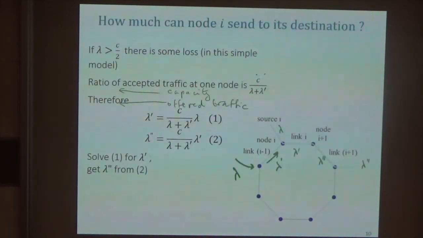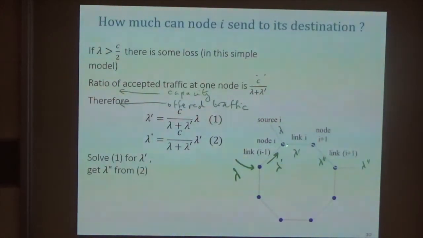If this is not true, or more precisely, if C is strictly less than 2 lambda, there will be losses that we can compute. Now, if we look at the ratio of dropped packets, or the ratio of accepted packets at one link, we see that what comes in is lambda plus lambda prime. I'm assuming a completely symmetric scenario. So every source will have the same lambda prime, the same lambda second. So what is offered here on this link is lambda plus lambda prime. Lambda plus lambda prime is offered. The capacity is C.